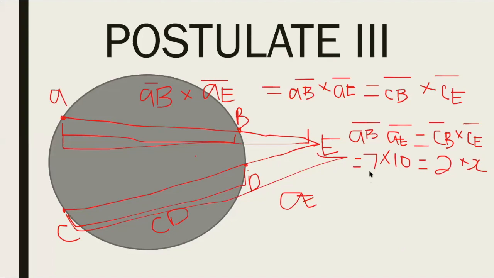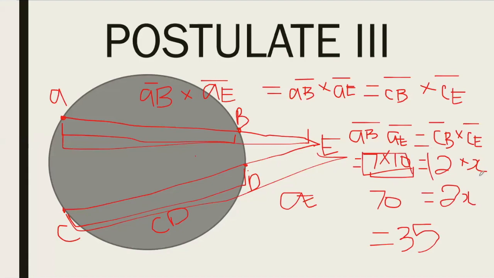35. So 7 times 10 is 70, and then you have 2x. So paano kung hanapin yung x, divide both sides by 2, at magiging 35. Yung products lang ay parehas. Products lang. Hindi yung mismong line segments or yung mismong line secants.